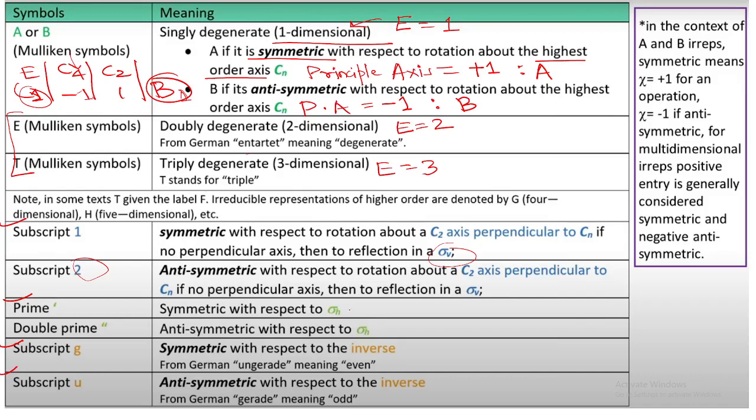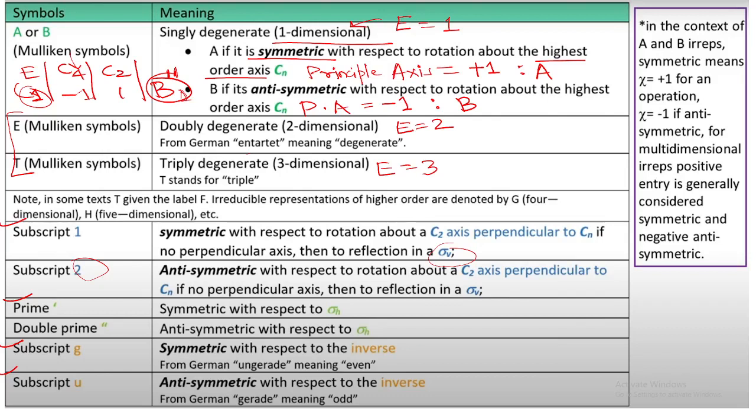Next step, look to sigma h. If it is symmetric with respect to sigma h, put a prime. If anti-symmetric, put a double prime. If sigma h is not there, no need to put any prime, any dash.